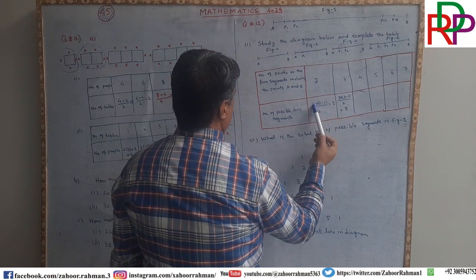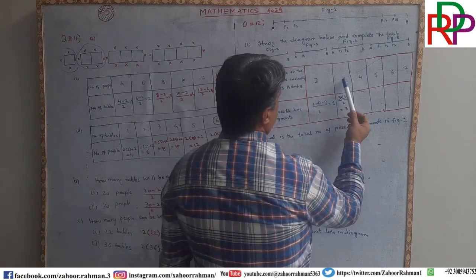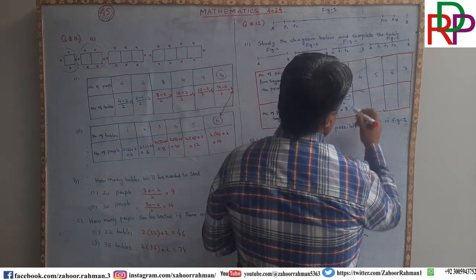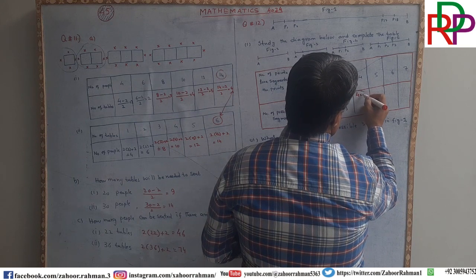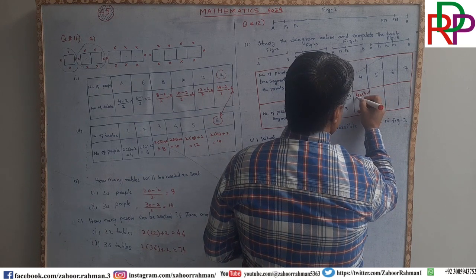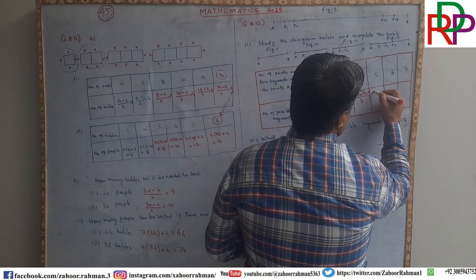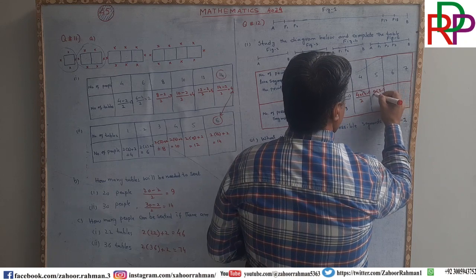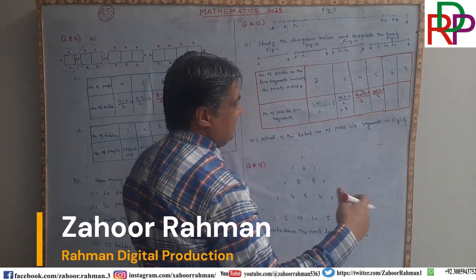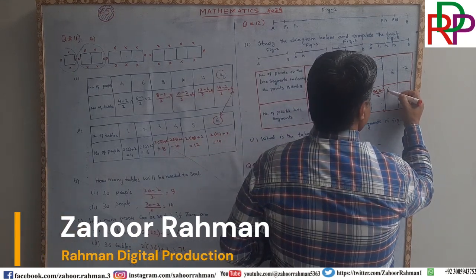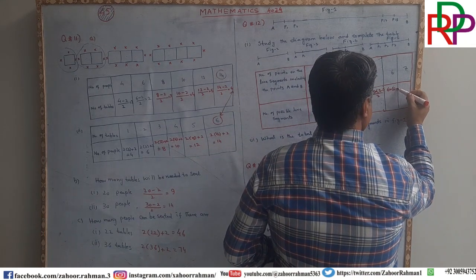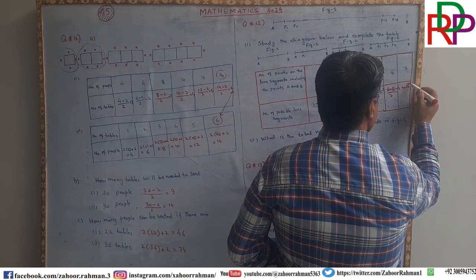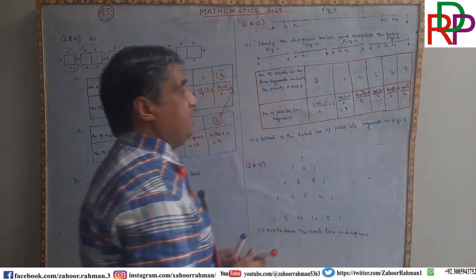If there are 2 points, so 2 into 2 minus 1. If there are 3 points, 3 into 3 minus 1 whole divided by 2. If there are 4 points, so 4 into 4 minus 1 whole divided by 2. If there are 5 points, 5 into 5 minus 1 whole divided by 2, we will calculate that, but let us generalize it. 6 into 6 minus 1 whole divided by 2. 7 into 7 minus 1 whole divided by 2.